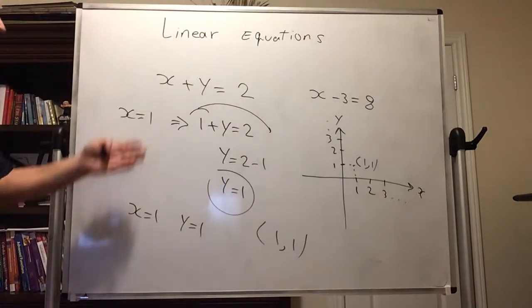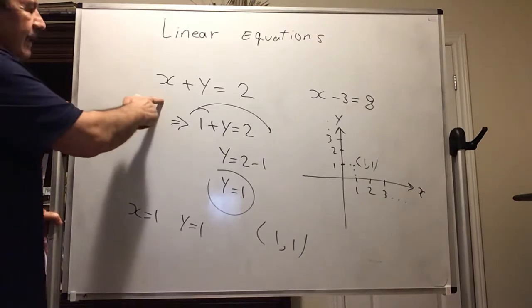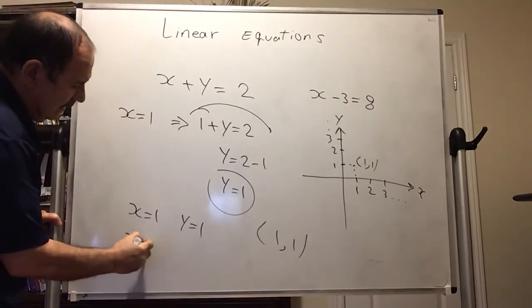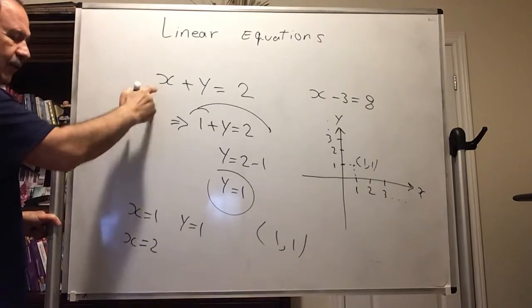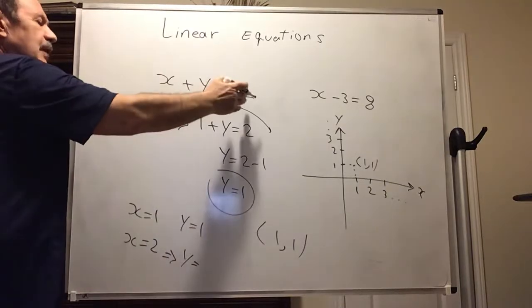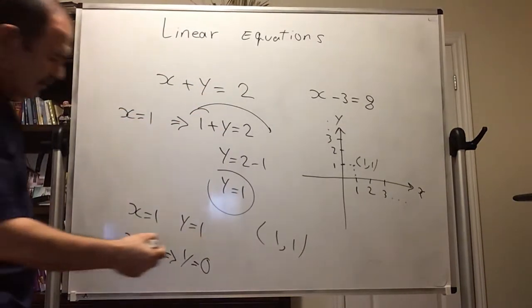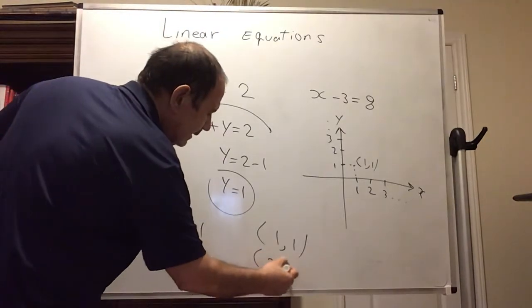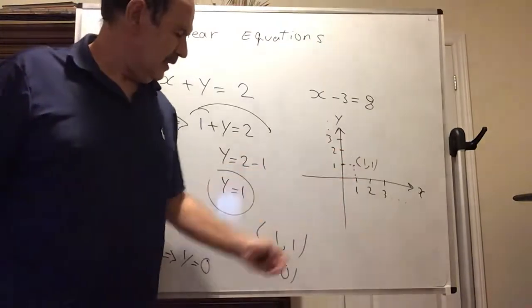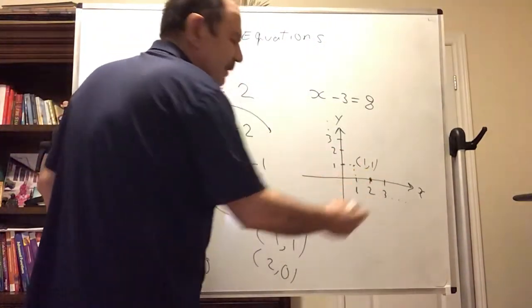Now, for a different value of x, I can find a different value for y. As an example, if I give 2 for x, then if I move this 2 to the other side, y is going to be 2 minus 2, which is 0. So again, we have another point, (2, 0). Again, I can graph this point in the rectangular coordinate system. X equals 2, y equals 0 is going to be here.